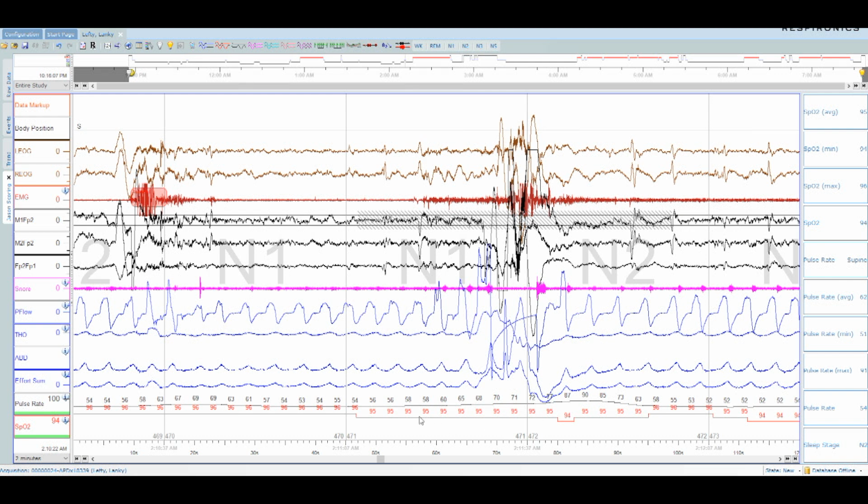I'm going to call that a RERA. We have a slow, steady decrease in SpO2 before the arousal, decrease in airflow. That is a RERA, in my opinion.